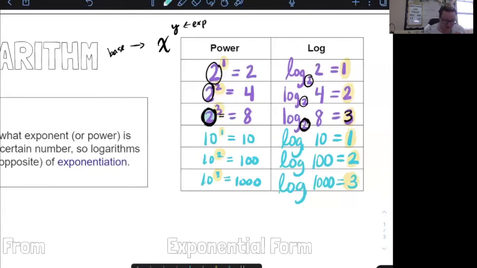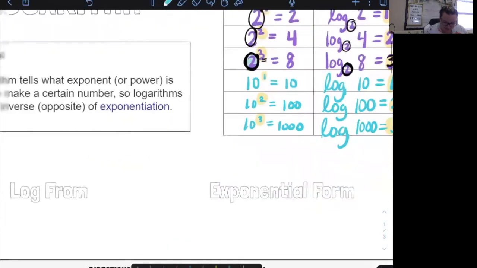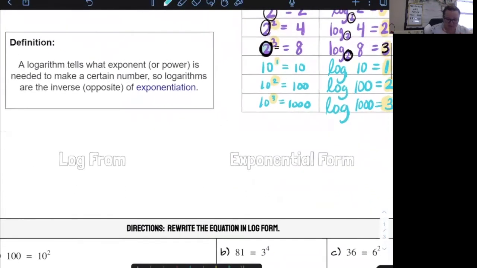All right, so I just want to, let's do this. So I should say log form. That's funny. That's a silly typo.